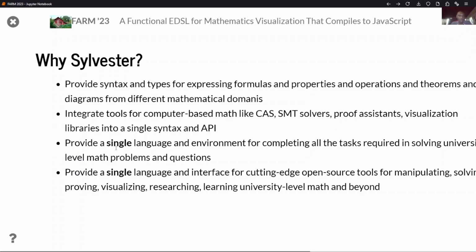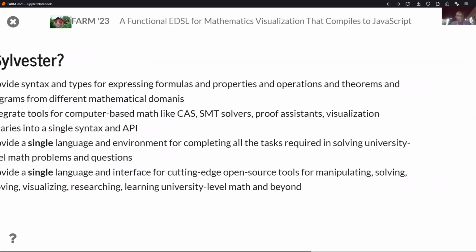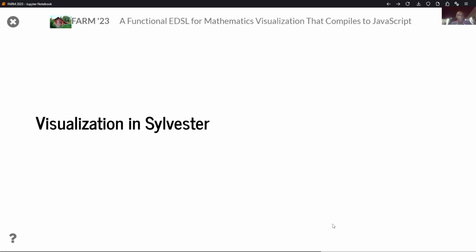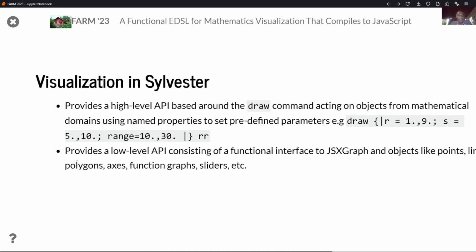To have a single language and a single interface for doing higher mathematics, and to try to make computers and software really central to math practice and education today. Okay, so let's just focus on the visualization aspect of Sylvester. We saw that there's a high-level API around that draw command, where you can just draw mathematical objects and set parameters using that particular syntax.